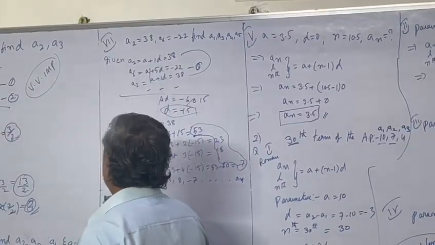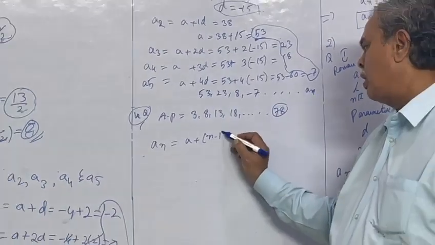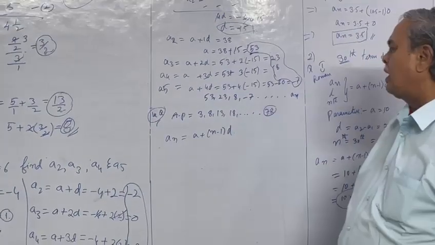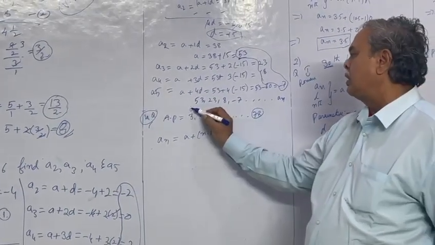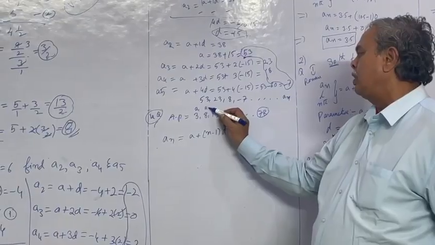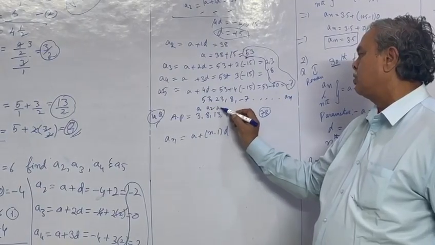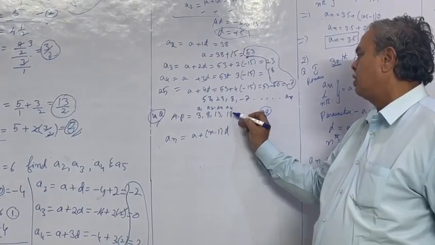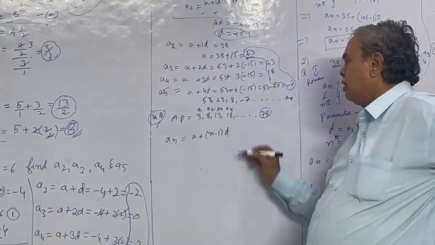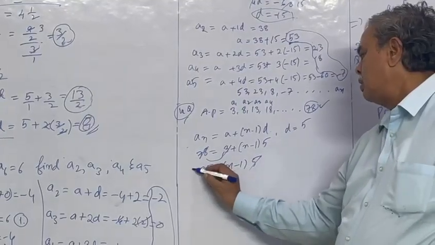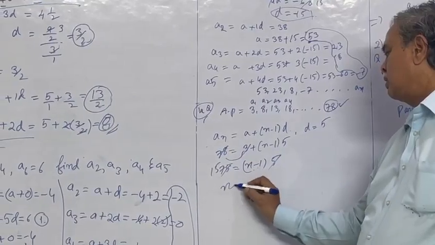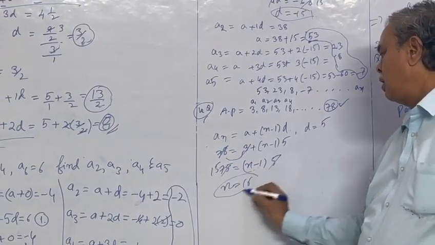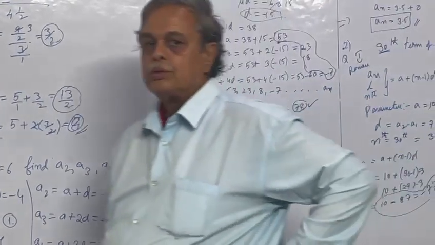Tell me the fifth question. This is the formula for the nth term. What is A here? A1 is this A. A2 is 8, A3 is 13, A4 is 18. What is D? 5. Therefore N is equal to 16 is the answer.